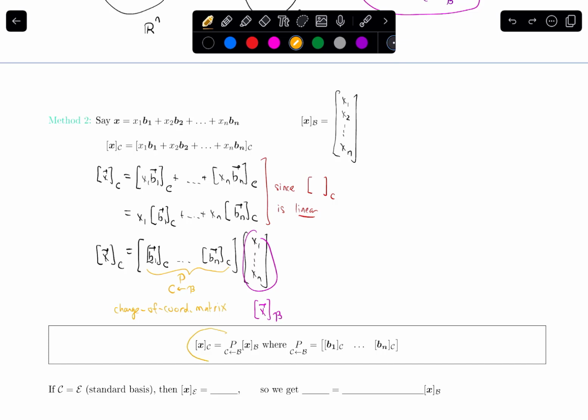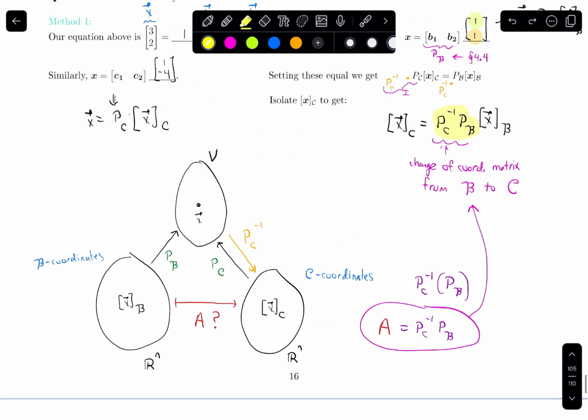Okay, so what we've just shown here is that this equation holds, and that one of the formulas for this change of coordinates matrix is this matrix that I got here. You take all the basis vectors of B, you find their coordinate vectors in terms of the new basis C, you put those into a matrix, and that happens to be the change of coordinates matrix. So I'm going to highlight that. So one of the things that means is this formula right here for the change of coordinates matrix is the same, it turns out, as this formula for the change of coordinates matrix.